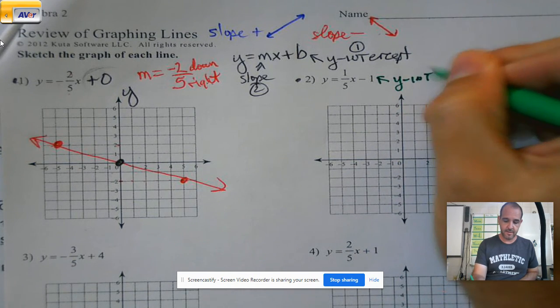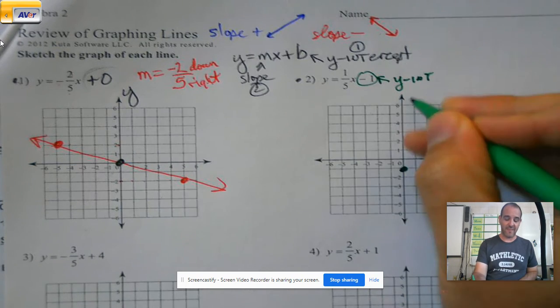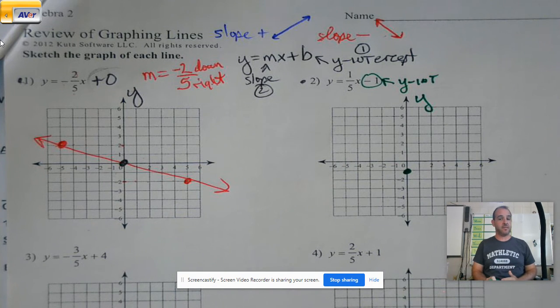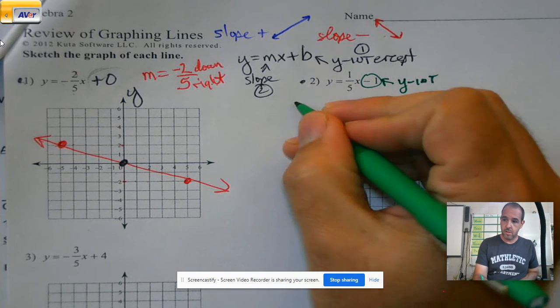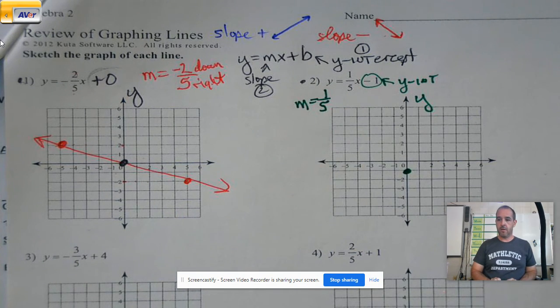It's at negative 1. I go down 1. Again, that first point is typically going to be on our y-axis, our vertical axis. That's important. I can't just flip it over to x and say that's fine. My slope, my m, is 1/5.